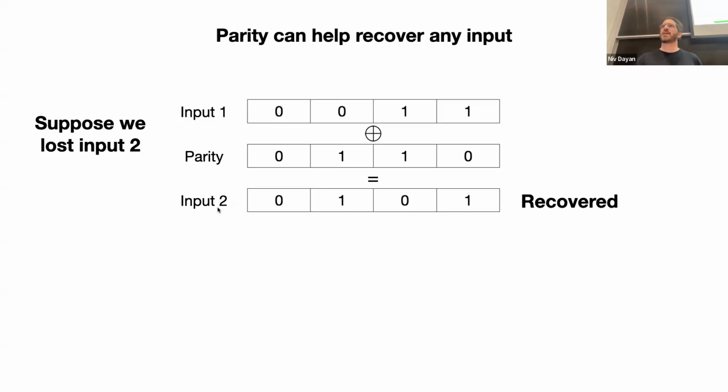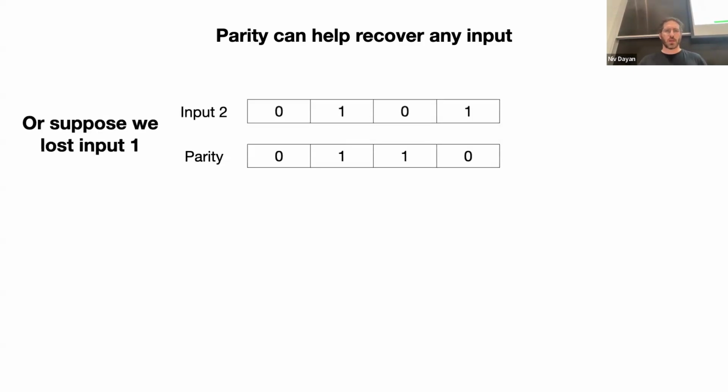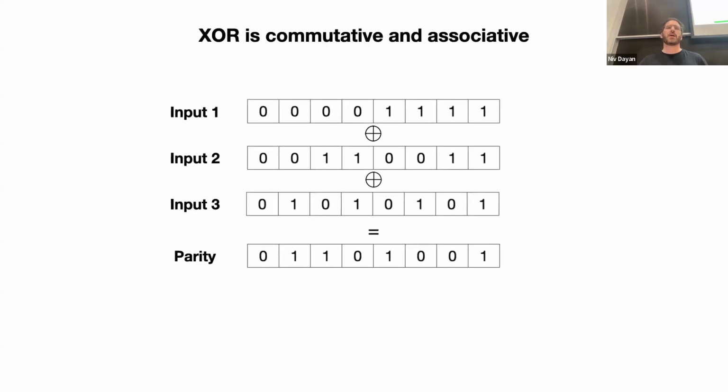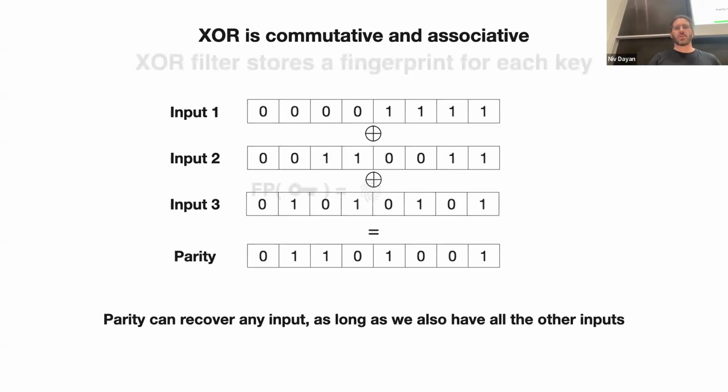This is something that you've seen in the course last semester in CSC 443. And this works for any input with a parity. I can also apply this with input 2 and the parity to recover input 1. Now this operation is associative and commutative, meaning that given any number of inputs, you can XOR them and derive a parity. And if you lose any one of those inputs, you can still XOR all the other inputs with the parity to obtain the one input that you lost. Excellent. We're going to use this as a building block, but does anybody have questions about this?